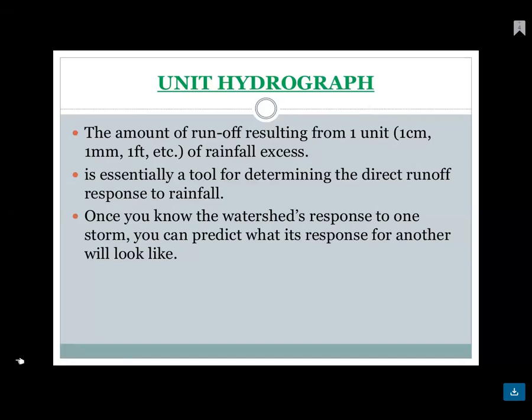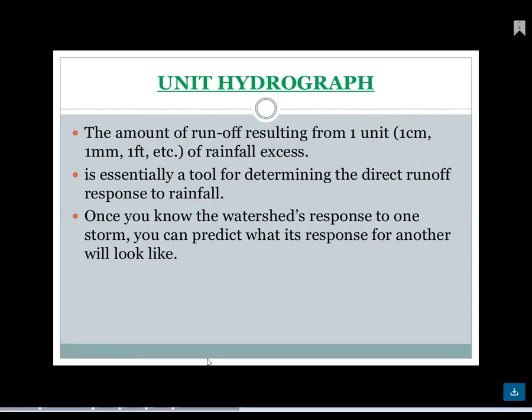Okay, so the amount of runoff resulting from one unit, that is centimeter, mm, feet, etc. of rainfall excess, is essentially a tool for determining the direct runoff response to rainfall. As we know, when rainfall occurs, runoff will be there. So how can we determine the direct runoff? With the help of the unit hydrograph. Once you know the watershed's response to one storm, you can predict what its response for another will look like.